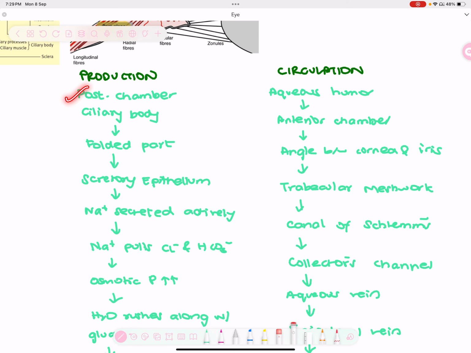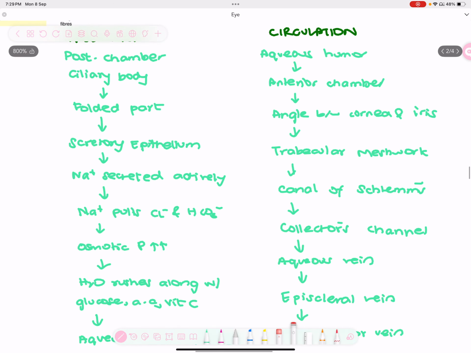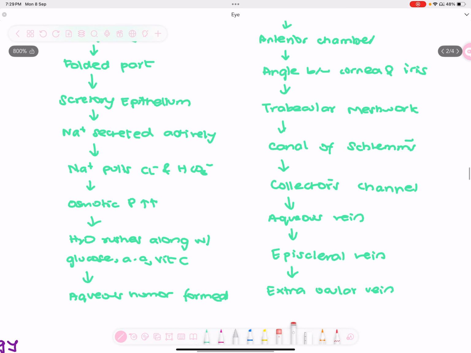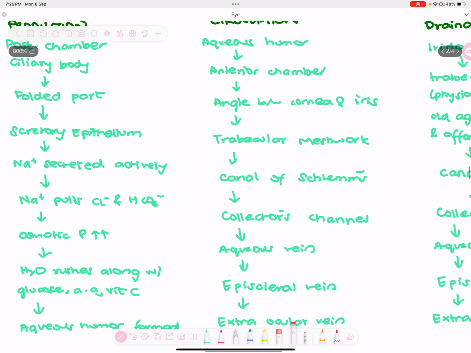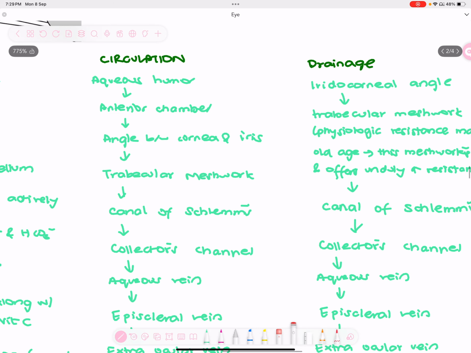Firstly into the posterior chamber of the eye. And I think I've already discussed half of the ciliary body, the pars plicata, secretory epithelium, all of this is covered. And you also have glucose, amino acid, and vitamin C. Therefore, your aqueous humor is formed. Once your aqueous humor is formed, let's talk about its circulation.